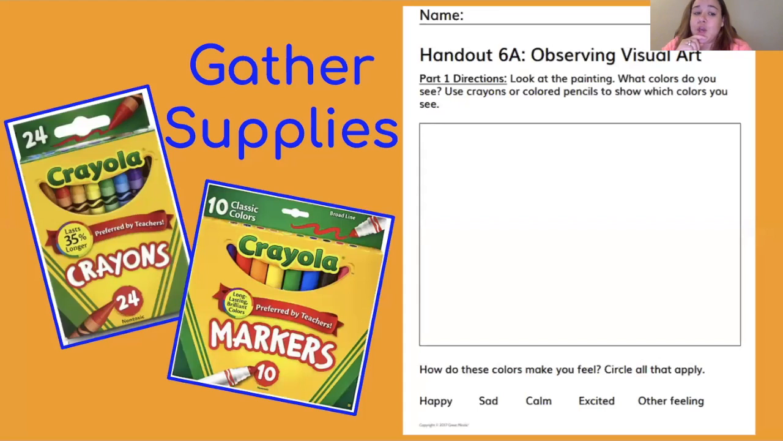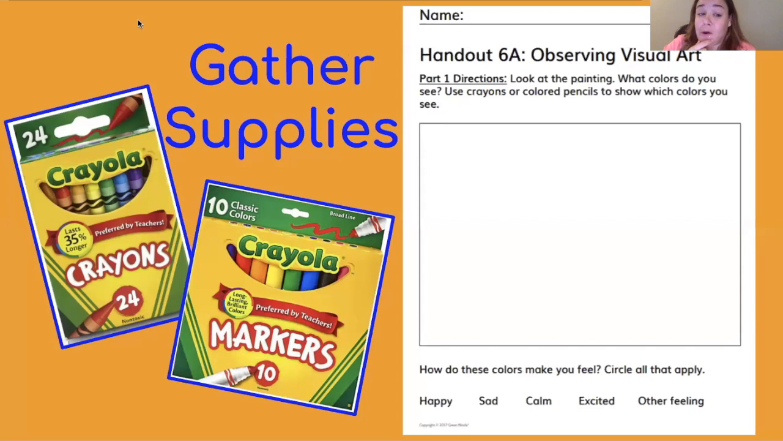All right, you guys, so you're gonna gather your supplies. We're gonna need some crayons, some markers, or some colored pencils, whatever you have at home. And you guys are gonna make a painting. You're gonna look at that painting, and I want you to think about that painting and tell me what colors you see. I want you to use your crayons or your colored pencils to show what colors you saw.